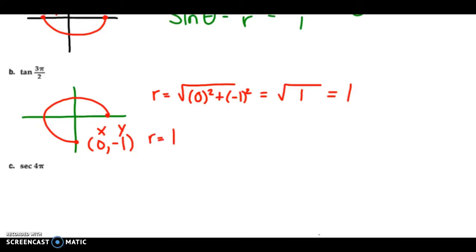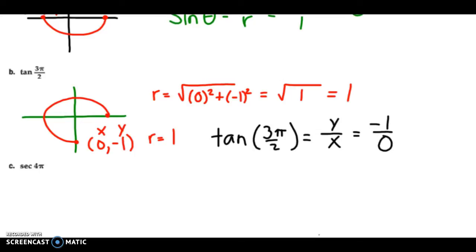Now, we're asked to find the tangent of 3 pi over 2. Remember, tangent of any theta is y over x. If I put my numbers in, my y is negative 1, my x is 0. Can we ever divide by 0? The answer is no, so this one is going to be undefined.